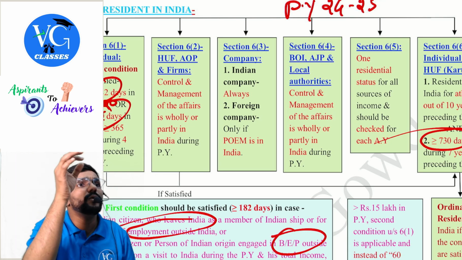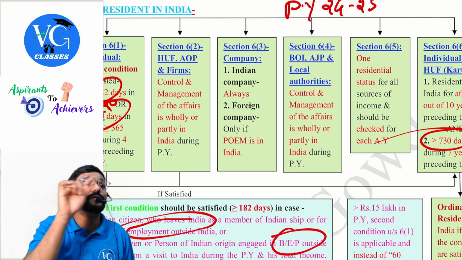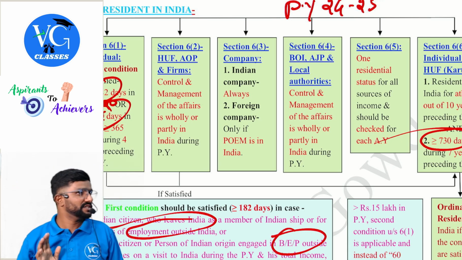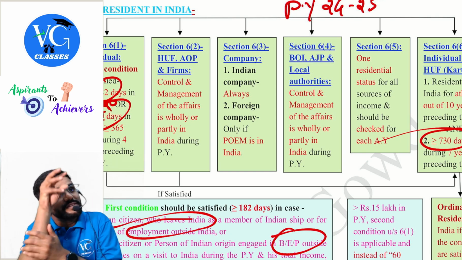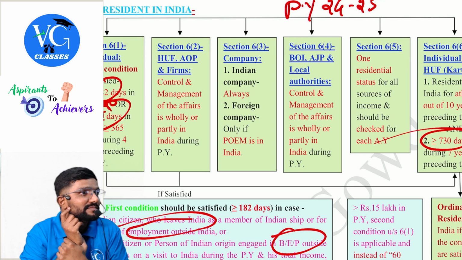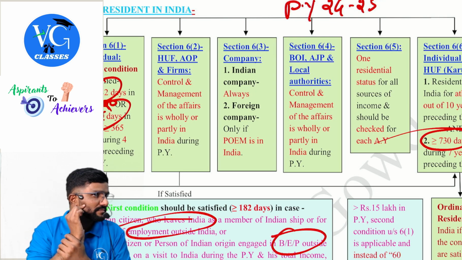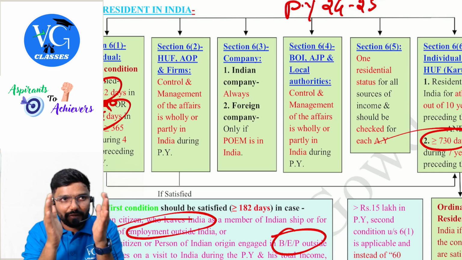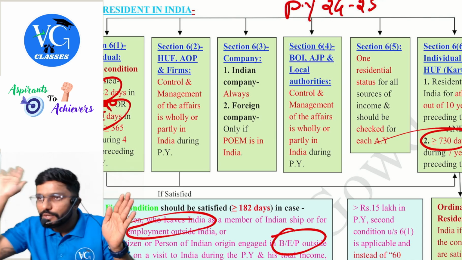How many days? 180. Here how much? 182. Residential status. Please know this difference. Clear? Because when you cover both these topics, when the entire syllabus is covered, these doubts will come. 182 or 180? So whenever you are trying to study or recall, try to recall like this: 180 is for this, 182 is for this.